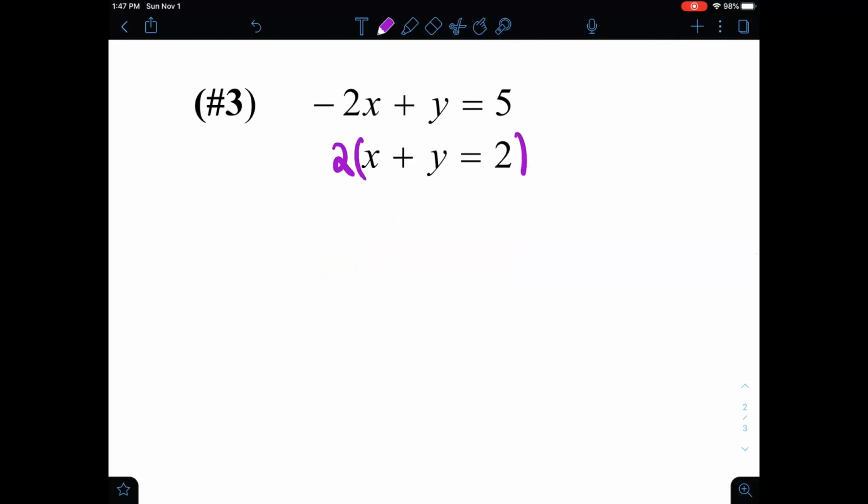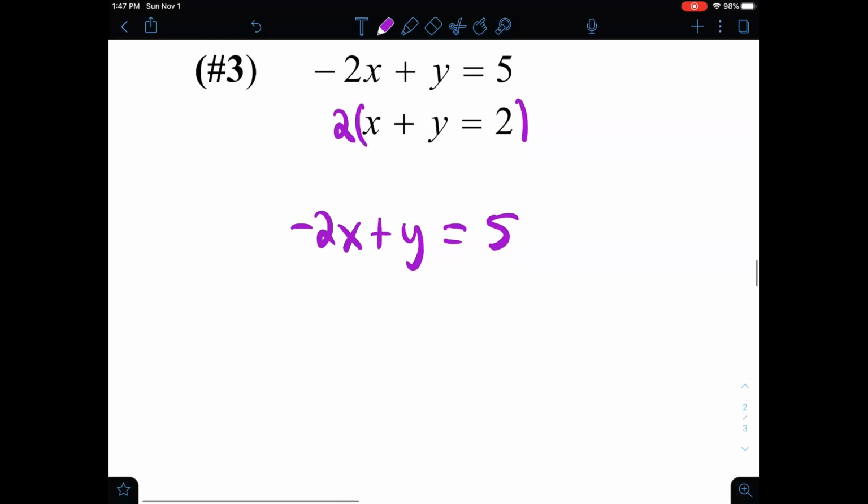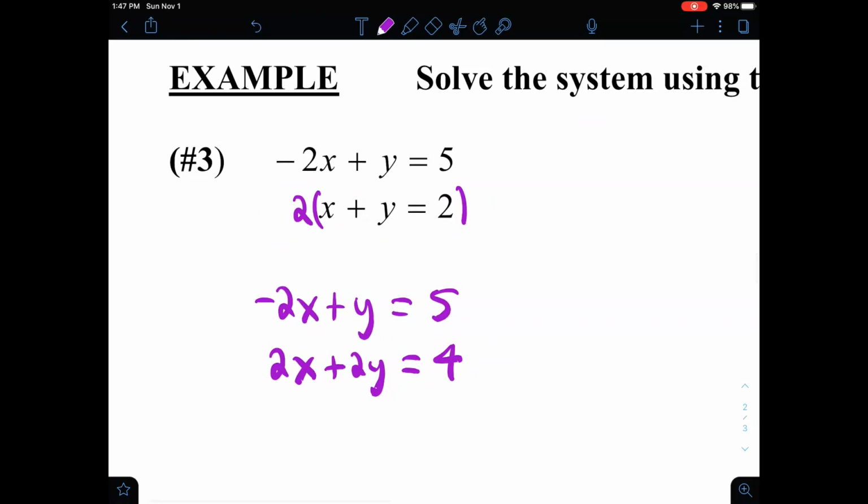All right, so now let's rewrite the bottom equation. Actually, I'm going to rewrite the top one the way it is, negative 2x plus y equals 5, and then I'm going to rewrite the bottom equation. I'm going to distribute that 2 to everything in the parentheses here, and that's totally legal. You can multiply one side and the other side by the same expression, and it's not going to change it. So what's 2 times x going to be? That's 2x. What's 2 times y? That's 2y. And what's 2 times 2? That's 4. Okay? So now we have opposite things here.